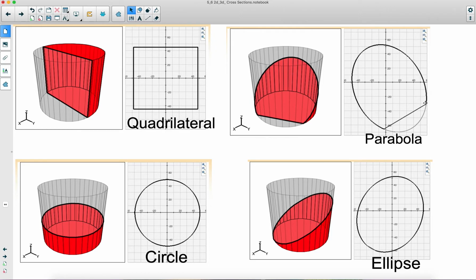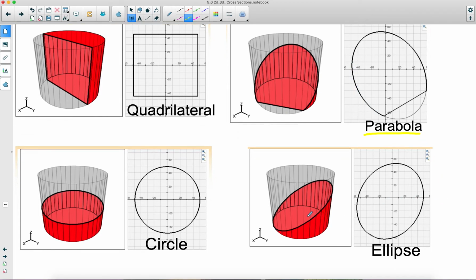I get this over here, and if you remember from last year in algebra, it goes up and down. It's known as a parabola. And then over here, if I take my cut and I raise it a little bit so it doesn't go through the base, it goes from side to side, I get this oval shape or an ellipse. Okay, so that's your cylinder. You get your quadrilateral, a circle, a parabola, and an ellipse.